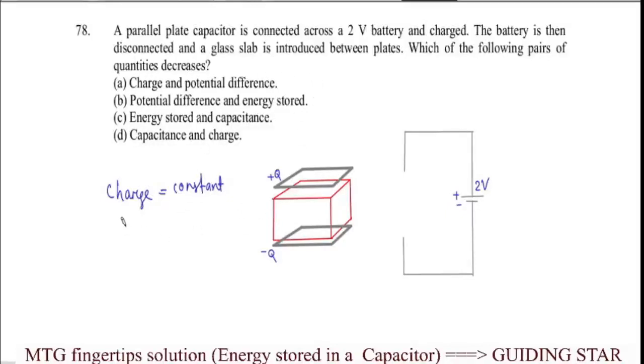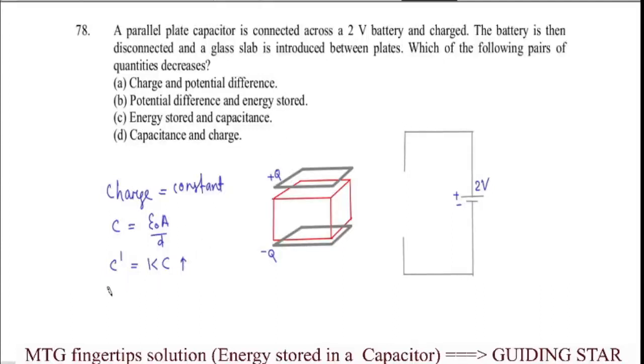Then what about the capacitance? Initially the capacitance was C. Initially the capacitance could be defined as epsilon naught A divided by D. Then after inserting the dielectric material, capacitance will increase by K times, so it will be KC. So capacitance generally increases as you insert the dielectric material.